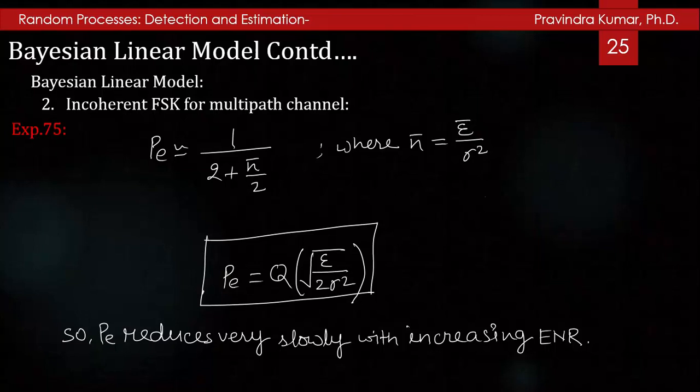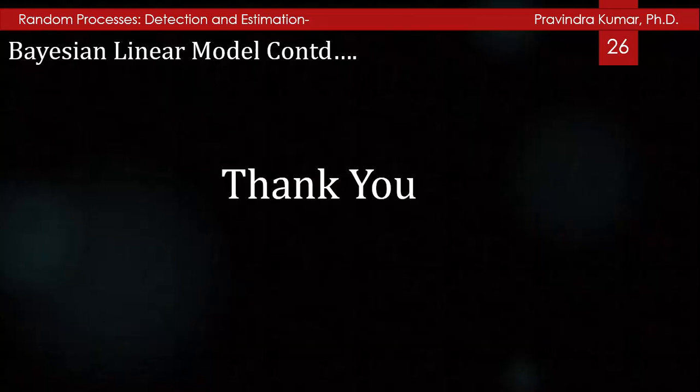So far in this lecture, we have discussed the Bayesian linear model. This was the 21st lecture of the lecture series on random processes, detection and estimation. In the next lecture, we will discuss general Gaussian detection and detection of Gaussian random signals with unknown parameters. Till then, thanks for listening to this lecture. Thank you.